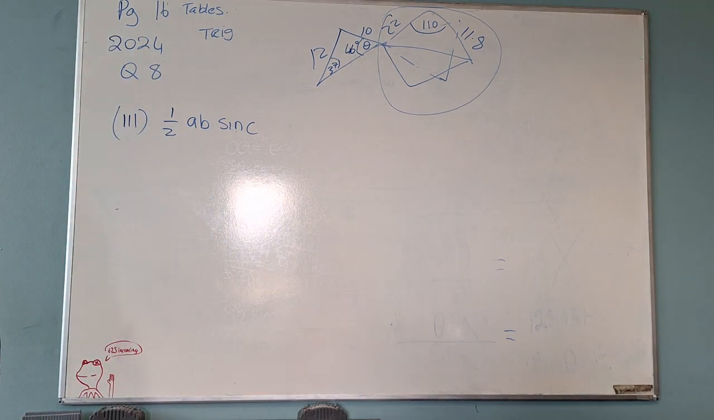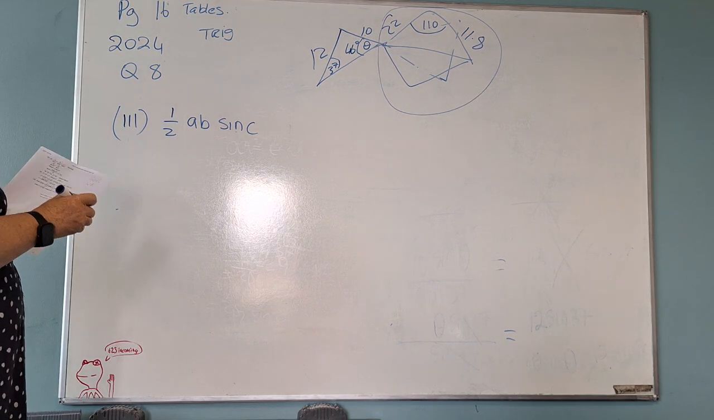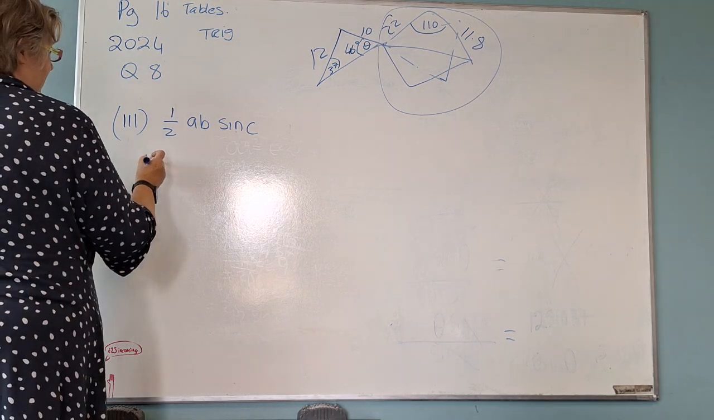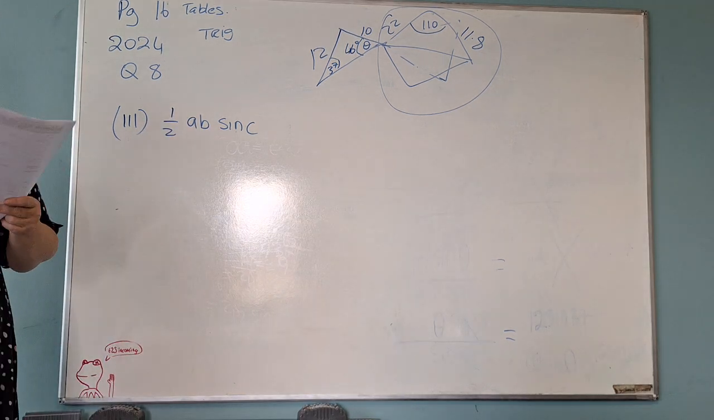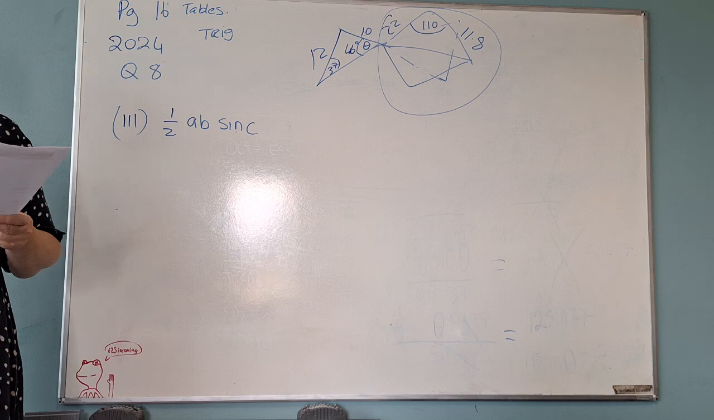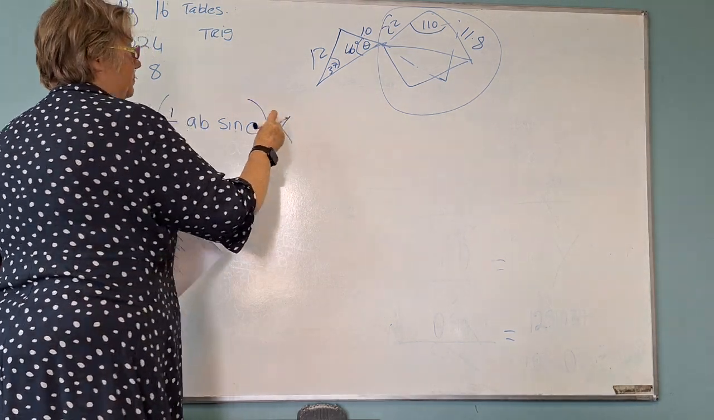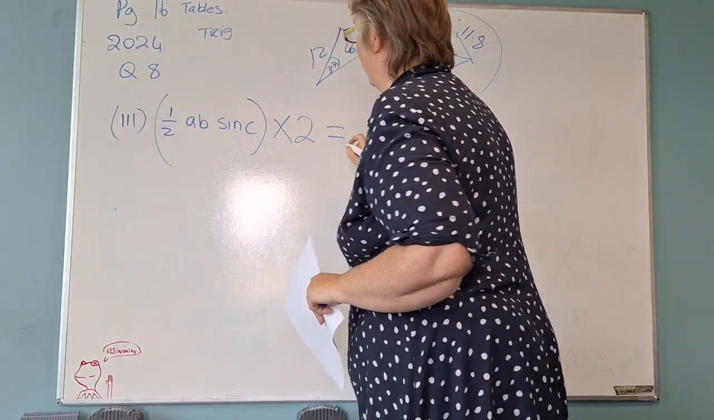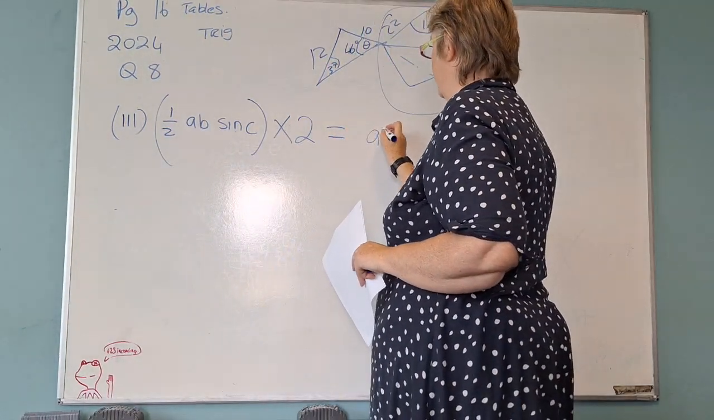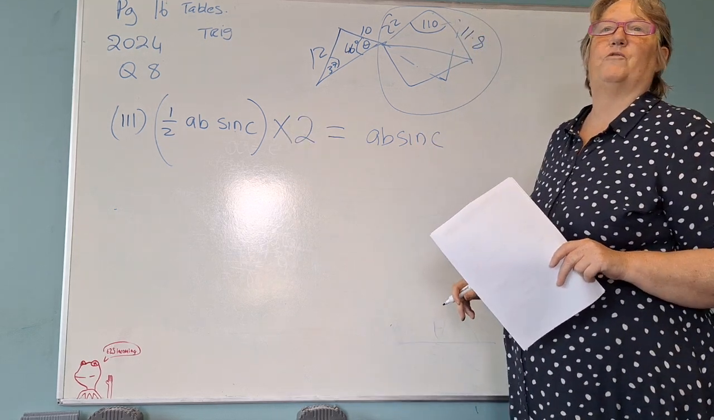But in our case, our area is twice that. So it's 2 times half AB sine C. 2 times half of something is the whole of something. So the whole of that multiplied by 2, because you're getting the top and the bottom, is AB sine C. It just gets rid of the half when you multiply by 2.